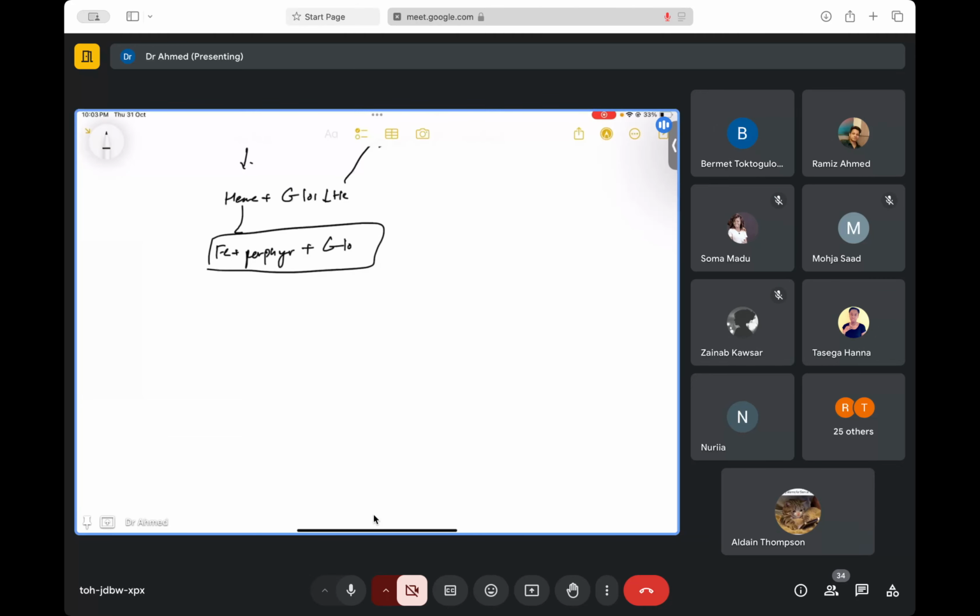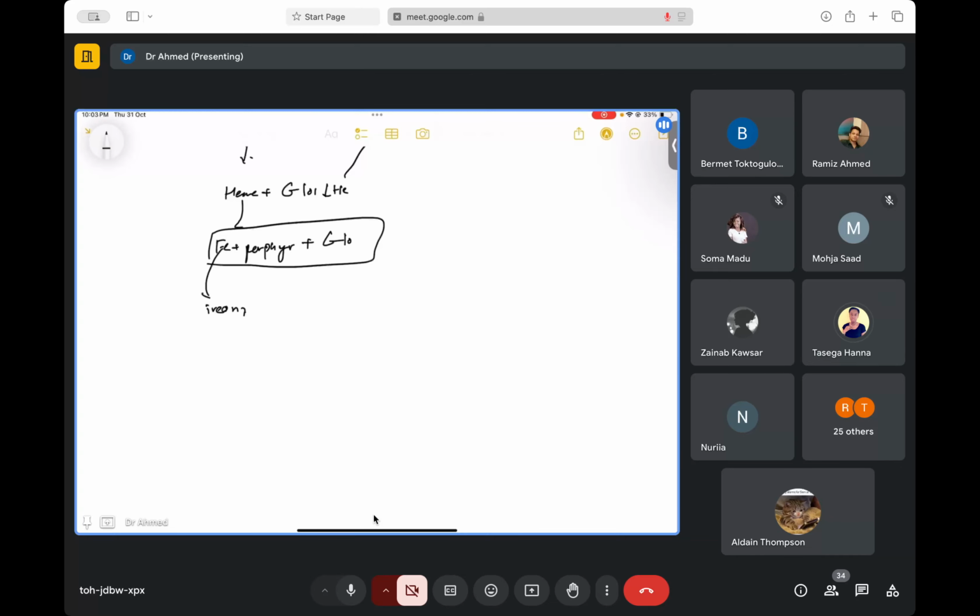So the first one is iron deficiency, Fe deficiency. For example, if a person has iron deficiency, what will happen to the level of heme? It would decrease. What will happen to the hemoglobin? It would decrease. And you are going to see microcytic anemia.